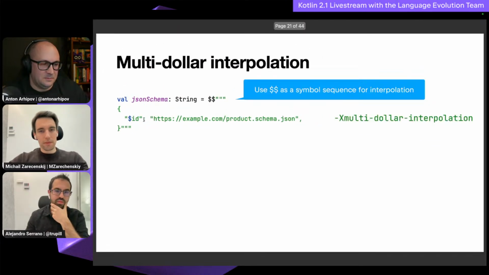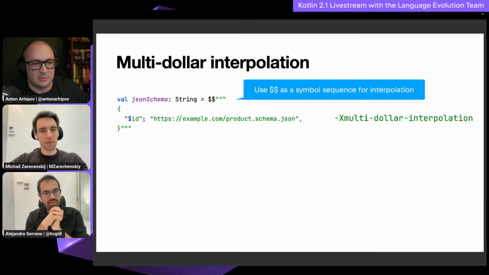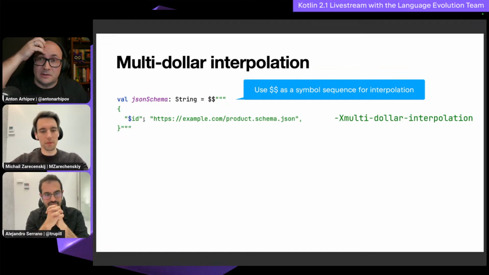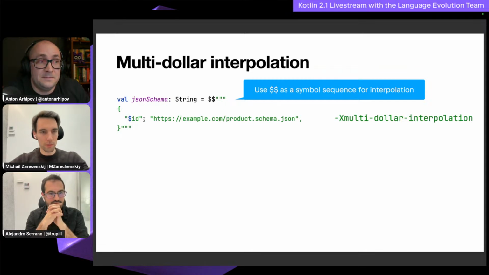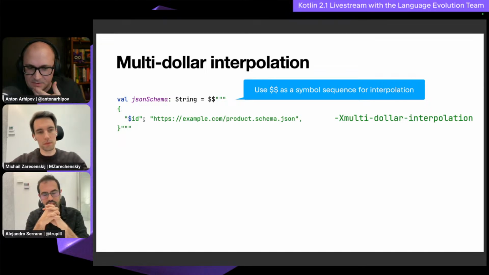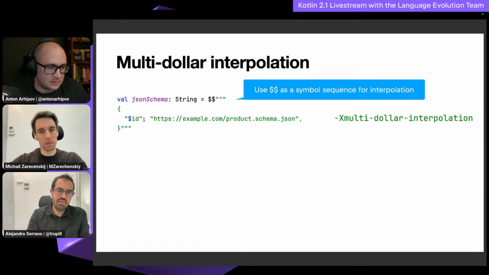But now we can use this multi-dollar interpolation, which is also, is it experimental? What kind of status does this feature have? It's also an experimental feature right now. Yeah, so you need to enable that using this -Xmulti-dollar-interpolation key, or as I showed a moment ago, using the predefined values in the DSL.